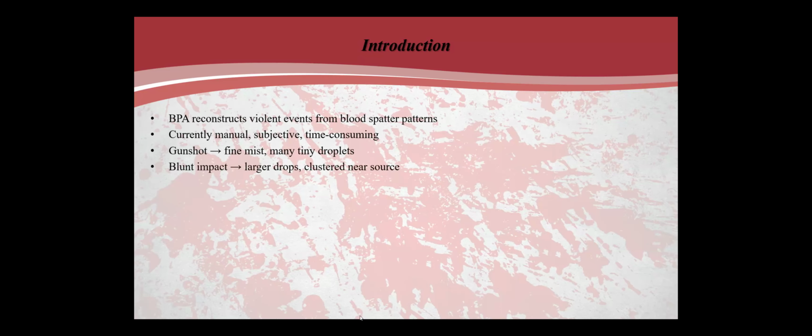Bloodstain pattern analysis helps reconstruct events from blood spatter patterns. Right now, this analysis is manual, subjective, and time consuming. Our approach is a binary classification for now. It just classifies between gunshot and blunt impacts. Gunshots create a fine mist with many tiny droplets, and blunt impacts produce larger droplets that cluster near the source. This is the basic idea we started with. Existing automation methods work really well in a lab setting, but they fall apart when image conditions or the background change a bit, and that is what we are trying to address in our project.